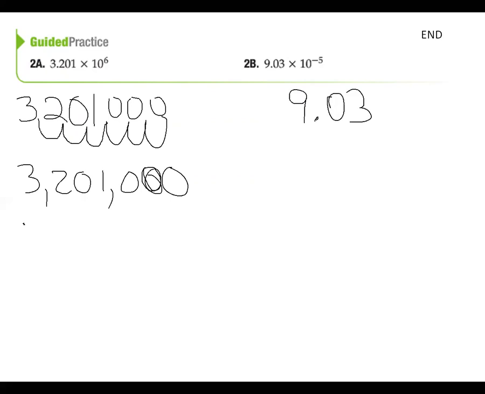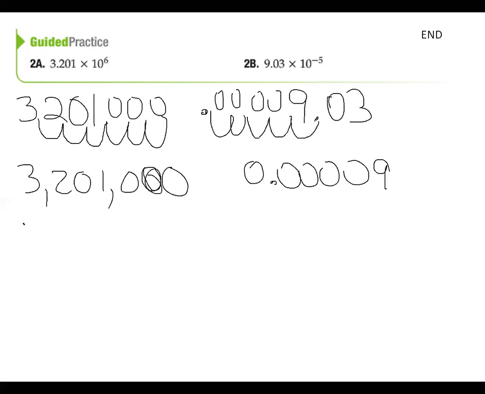This one, I have to move 5 places to the left. So 1 place is taken up by the 9. So 2, 3, 4, 5. Then that's where I'd put the decimal. Supply my zeros. You could put a 0 in front of the decimal if you want, but that doesn't count as one of your places that you move. So it's 0.000903.